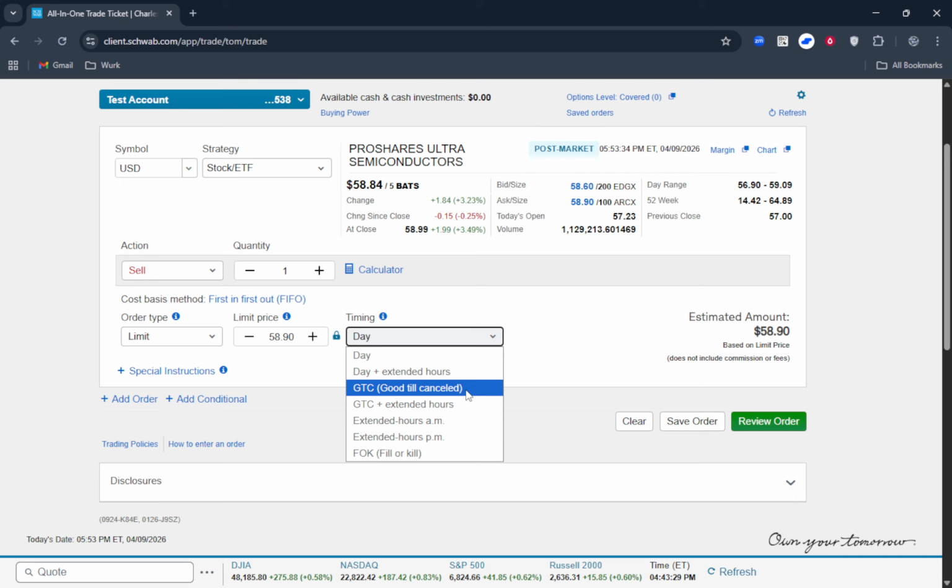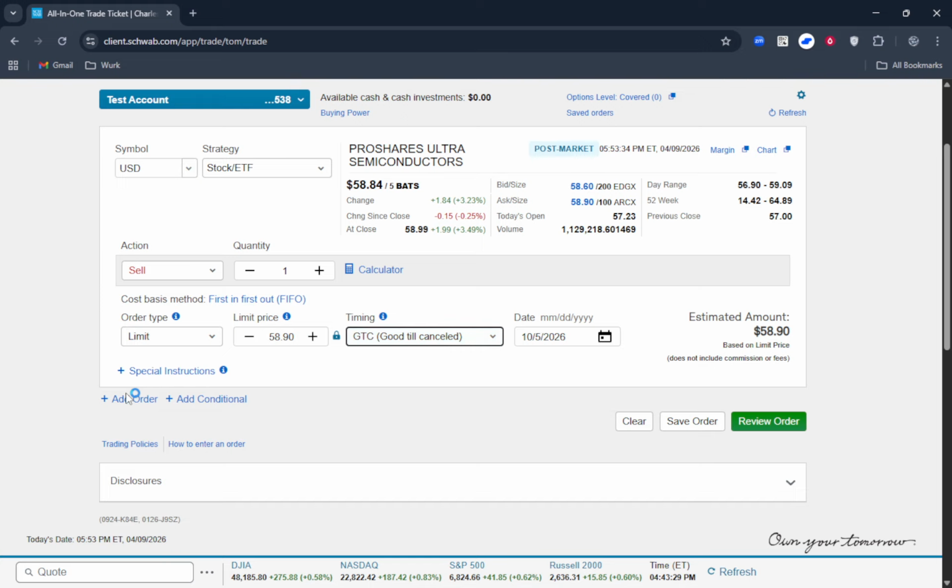If you want the order to be eligible in pre-market or after-hours sessions and it's supported, select a Day Plus Extended or GTC Plus Extended option. Remember, during extended hours, only limit orders are accepted. Review everything carefully: symbol, action, quantity, and price, then place the order. For example, a buy limit at 50 won't execute if the stock stays above 50.